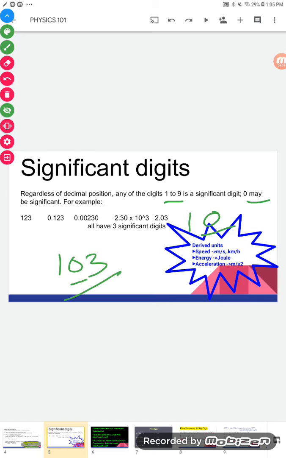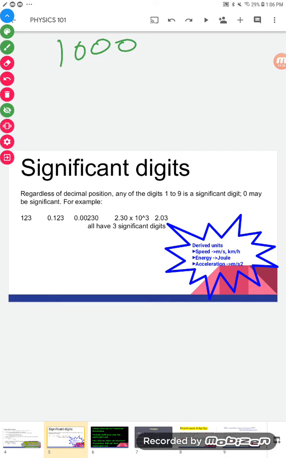Okay, so I'm just going to give you a list of examples, and I'll explain my thought process as I go. Okay, so the number 1000 has just one interesting number, one non-zero number. It has 1 significant digit. Just this is significant. The reason why that is these zeros right here.